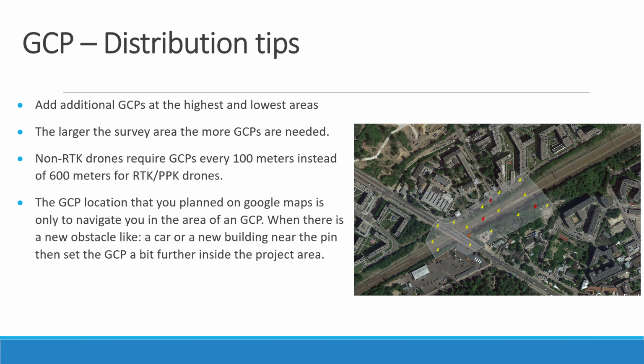The GCP location that you planned in Google Earth is meant only to navigate you to the area of a GCP. When there is a new obstacle like a car or a new building near the pin, then set the GCP a bit further inside the project area.